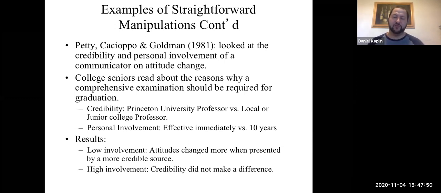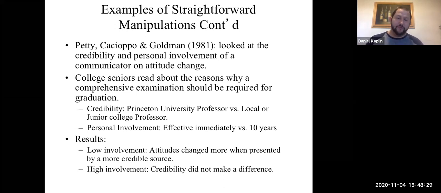Now, they manipulated two things. One, the credibility of the writer of the essay. So some people were told that this essay was written by a Princeton University professor, which is an Ivy League university. And then other people were told that this was just a local college professor at a junior college. So there is high credibility versus low credibility, right? Or lower credibility, not to say that junior college professors have low credibility.